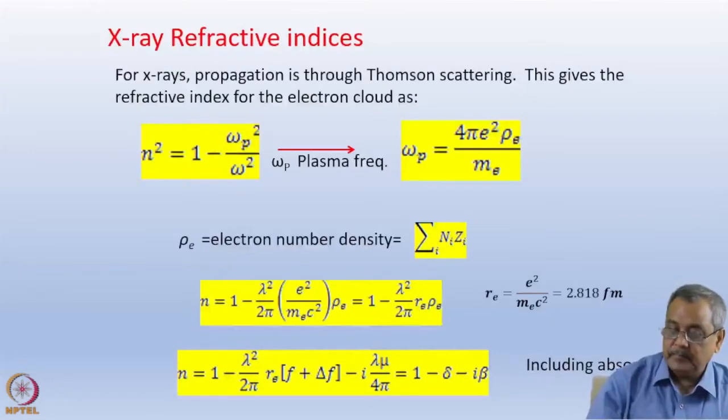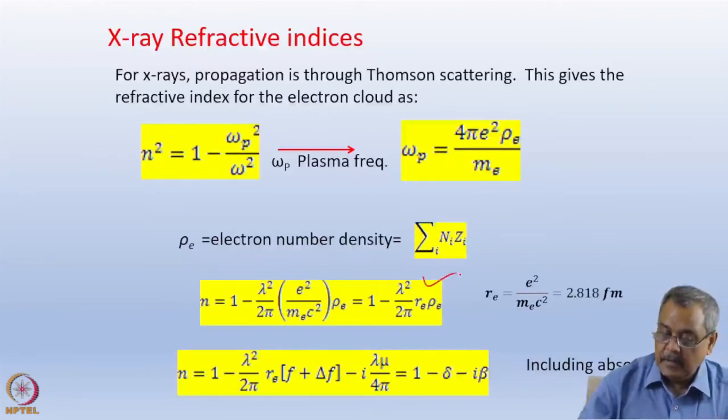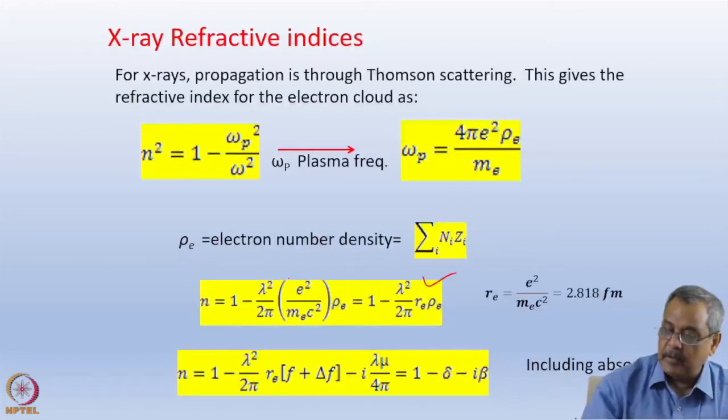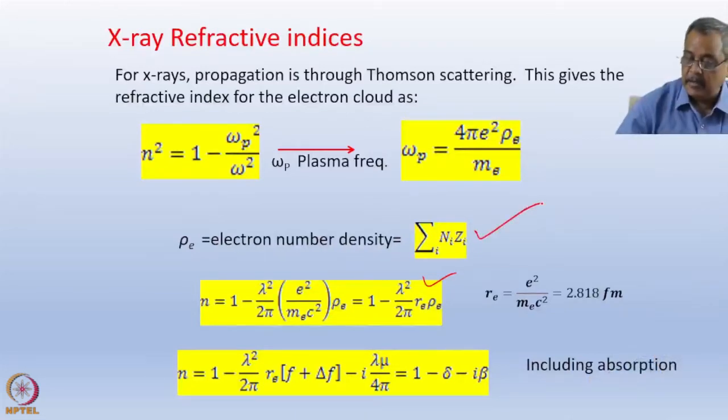I have written it here. This is the expression. The only thing is that the one I have written is that rho e, the electron number density, is equal to n_i z_i, as I wrote there. This is the classical electron radius.